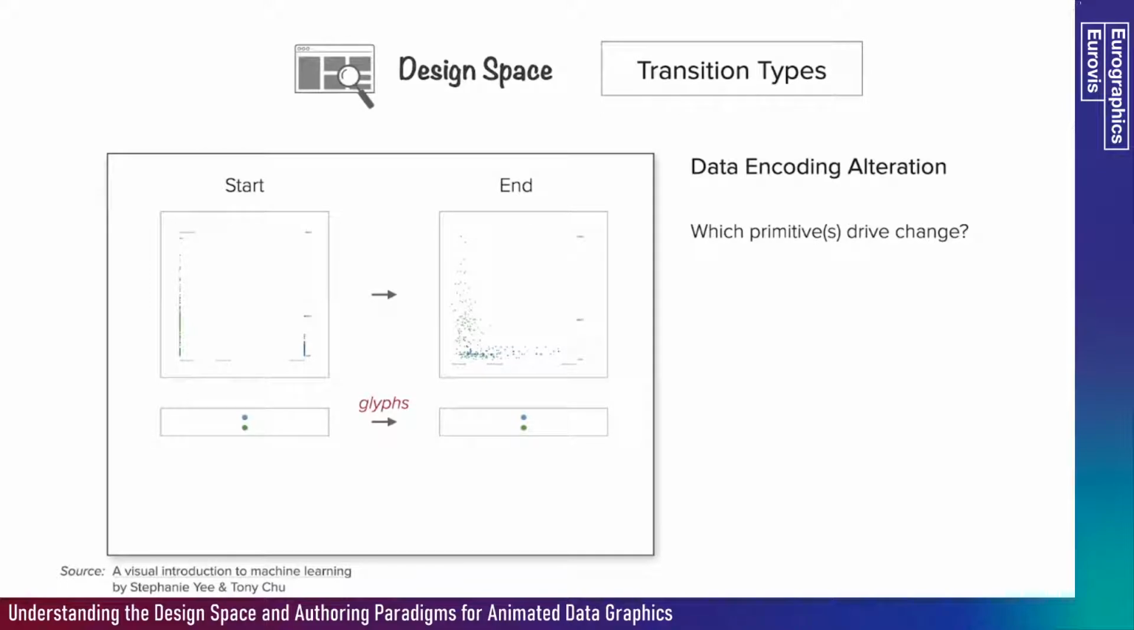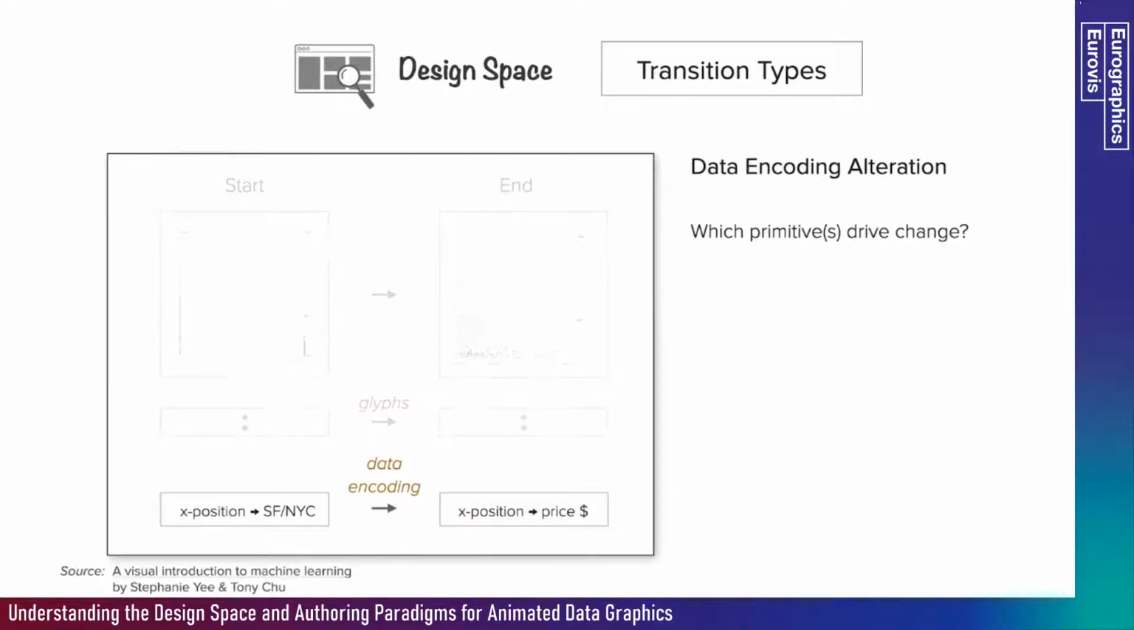The glyphs, now circles, are the only objects that animate. However, this time visual change is driven by data. In this case, the data encoding for X position is altered from a nominal scale to a numerical scale. Data encodings drive the animation change in this case. Hence, this is a data encoding alteration.